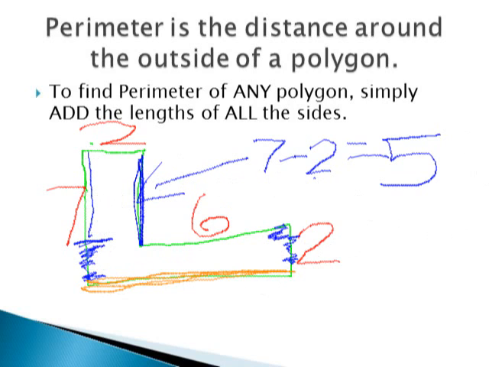So now let's move over to the orange side and see if we can figure out what the length of that one is. Okay, so if we use that same idea, all of the horizontal sides that are across from each other would have to be the same length.